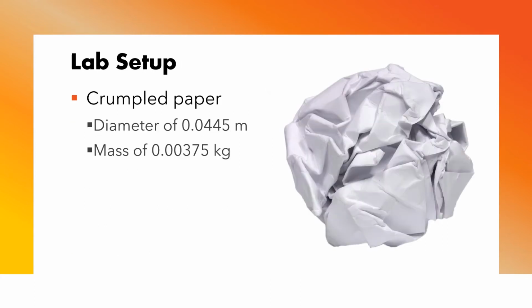The system was a crumpled piece of paper, which falls slower than the rock, and has a diameter of approximately 0.0445 meters and a mass of approximately 0.00375 kilograms. The paper ball was dropped from about chest height, and next is a video of the motion.